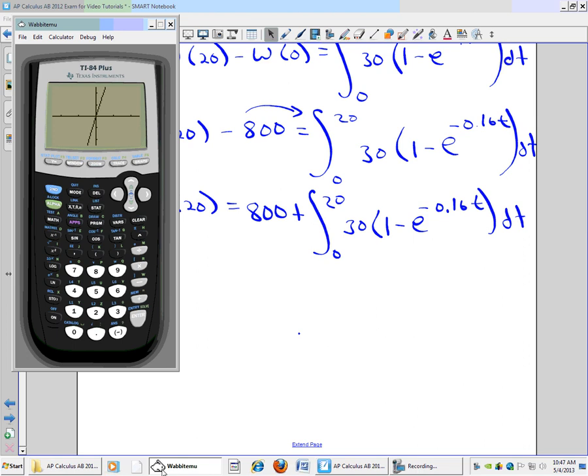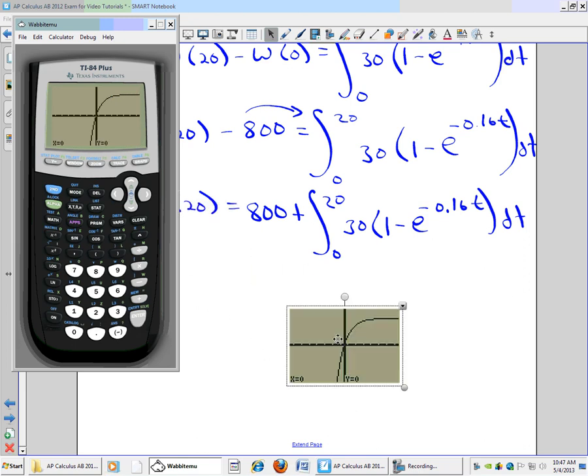All right, and I'm also going to zoom out. I can hit zoom 6 first for standard and see what the graph looks like, and maybe zoom out after that. I'm going to zoom out one more time just to get a better feel for the function. There we go. All right, now I'm going to pull this down.